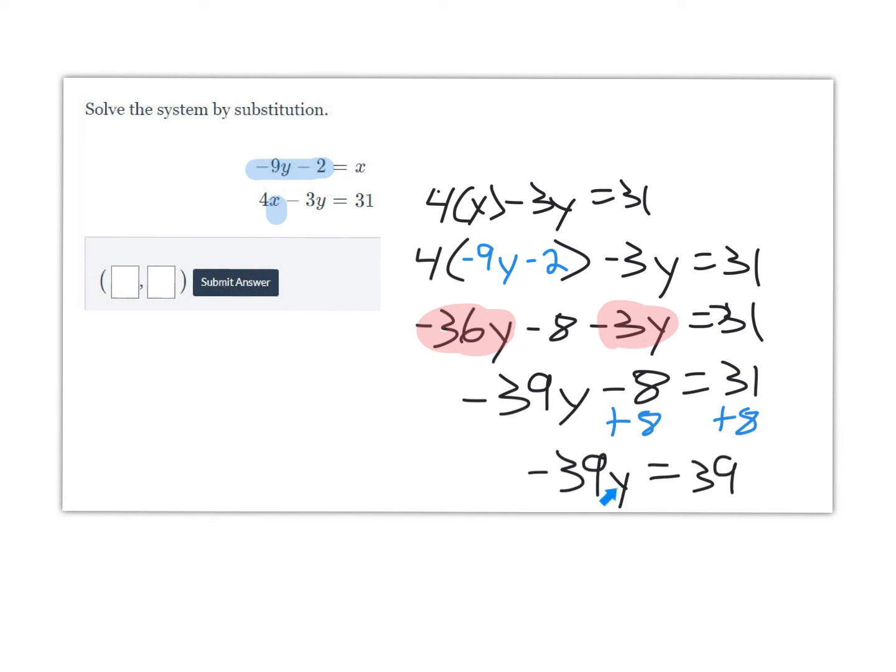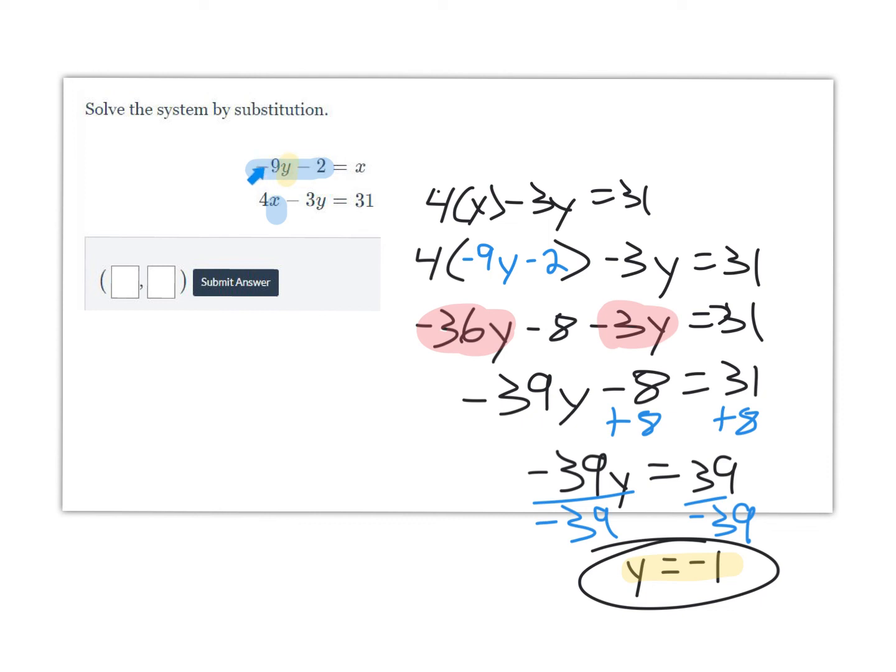Now, if the y is being multiplied times negative 39, we're going to do the inverse, which is to divide by negative 39. And a positive 39 divided by a negative 39 equals negative 1. So we now know that the y value is negative 1. So we can return to this expression and replace the y value with negative 1. And when we multiply negative 9 times negative 1 and then subtract 2, that all equals x.